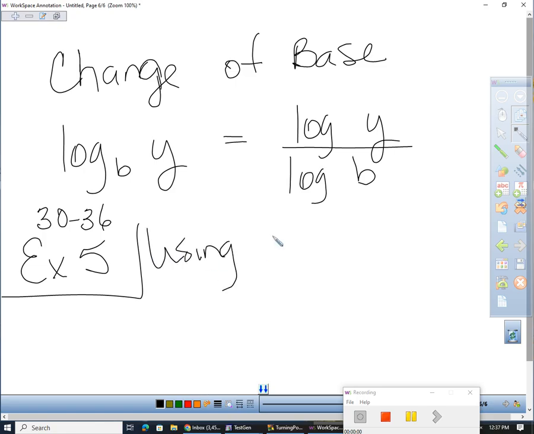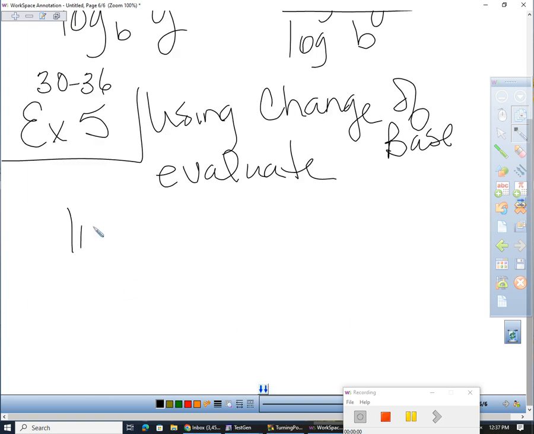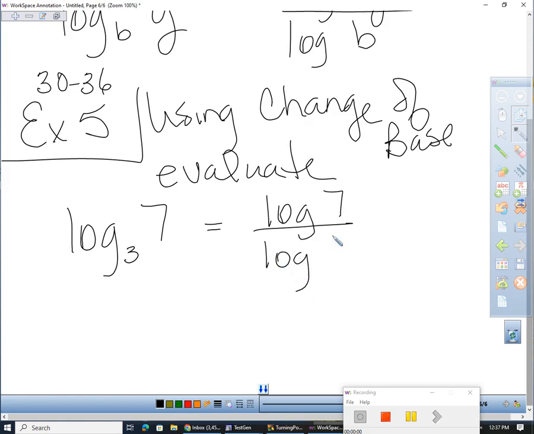Using change of base, evaluate. Let's say I have log base 3 of 7. I can change this into log 7 divided by log 3, and then I can use the front part of my calculator without going into any buttons. Or I can just type in log base 3 of 7. So you can go to either place. We're going to go to our calculator.